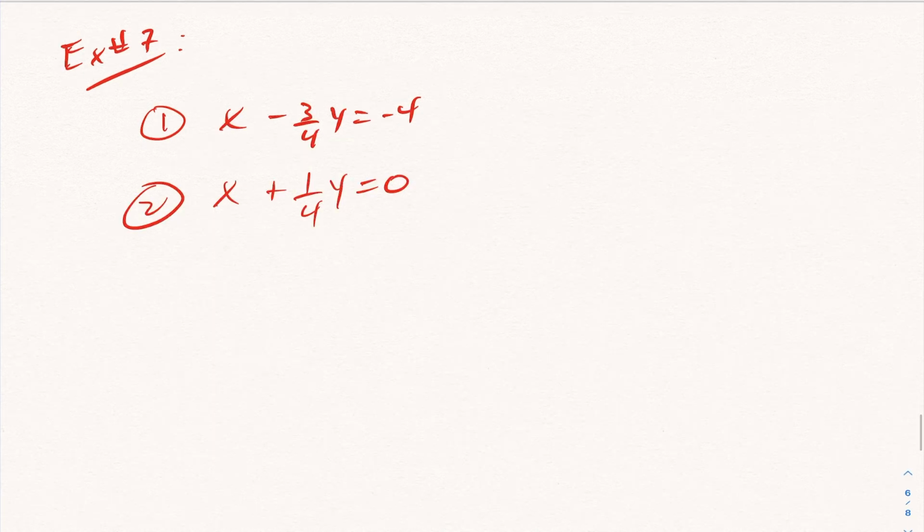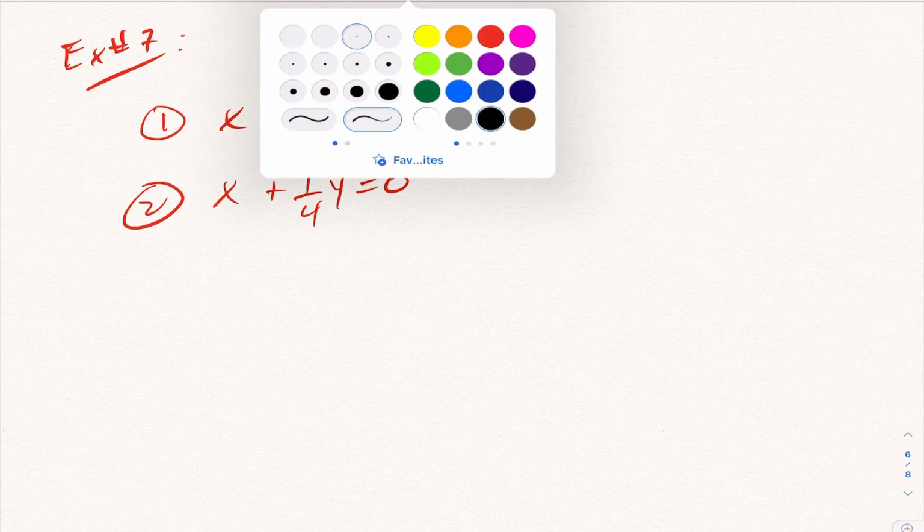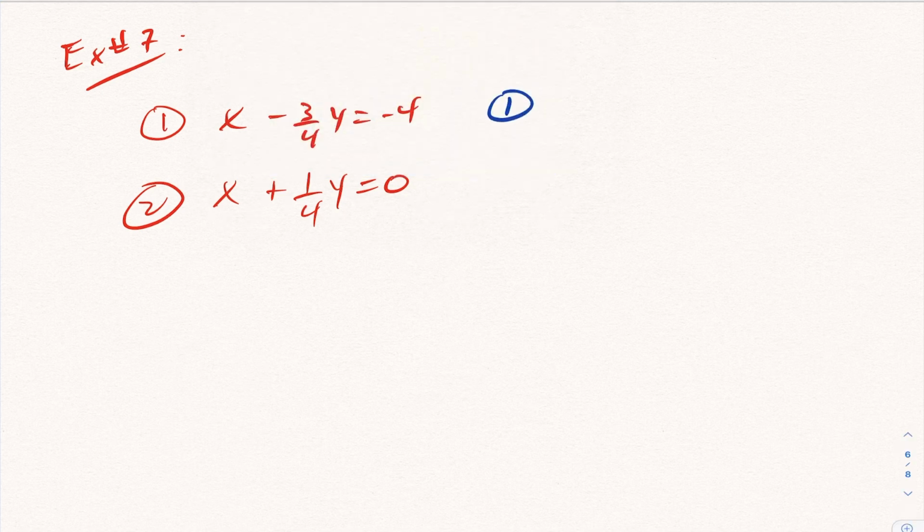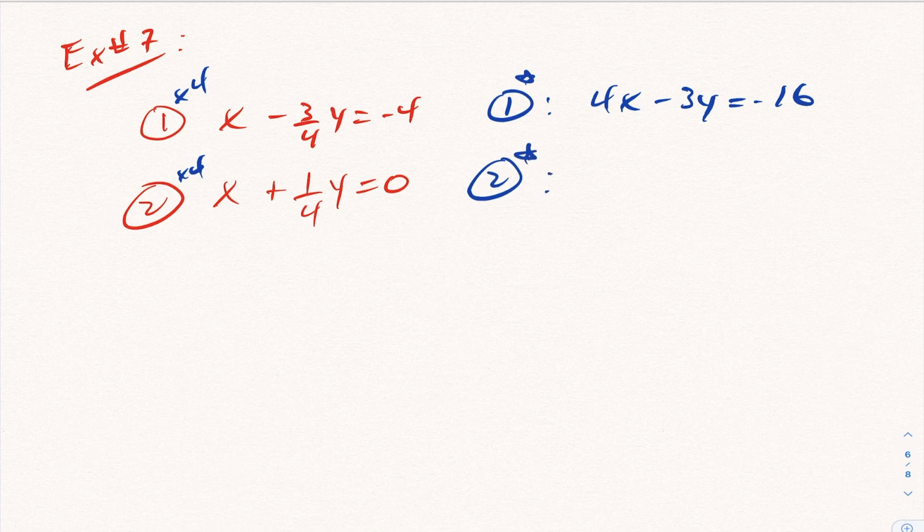All right, let's try one more here. So for this question here, same idea. I would get rid of the fraction. That's a really good practice in general. So I'm going to take this equation and multiply across by 4. Likewise, I'll multiply across by 4. So my new equation will be 4x minus 3y is negative 16. And also adjust my second equation, in which case we get 4x plus y is 0.